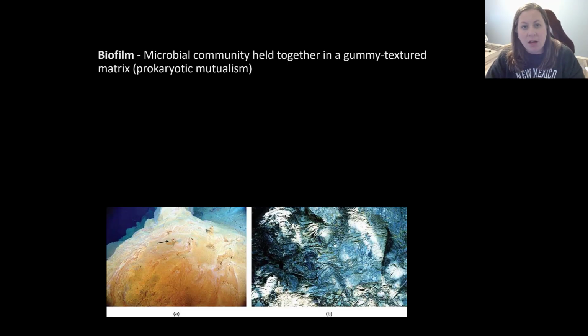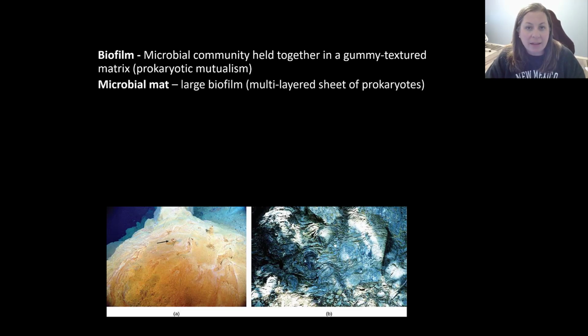The next thing we want to talk about are biofilms. Biofilms are microbial communities that are held together in kind of like a gummy texture or matrix. And this again is a type of symbiotic relationship where they work together. It's called prokaryotic mutualism, where they're benefiting and helping each other. They also can make a really large structure that we end up calling a microbial mat. This is a large biofilm. It'll have lots of layers.